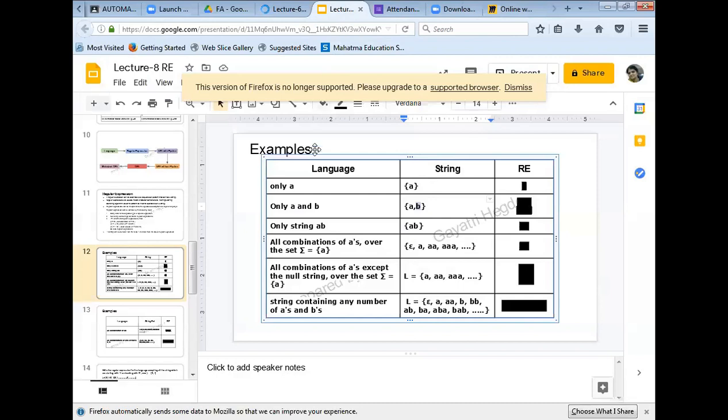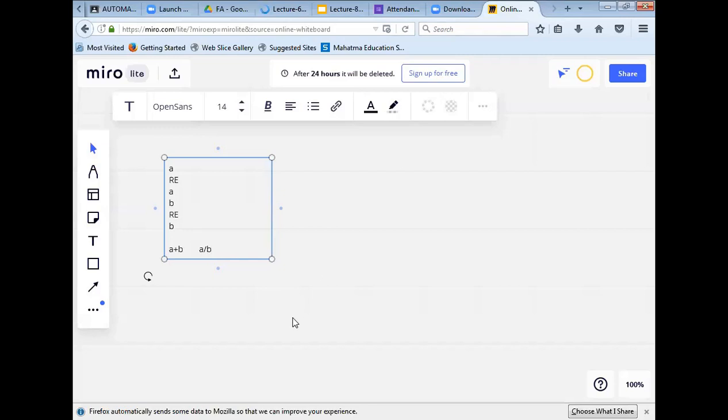This is the next example. Now, the only string in my language is AB. The only string, it is not A and B. The only string in my language is AB. So how will I represent it? I'll represent it as AB.